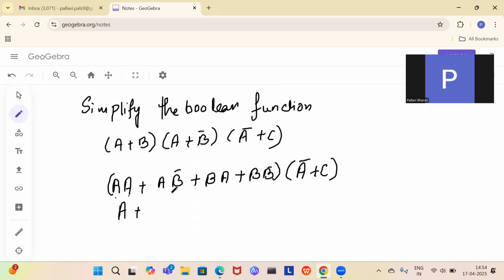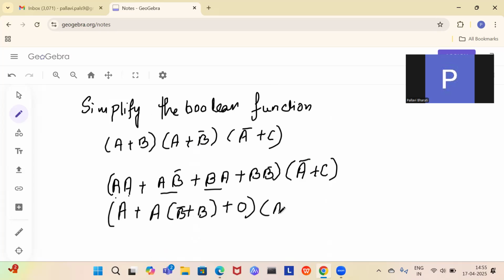Next one is AB bar plus BA. Now here you can see this is AB bar and this is BA. So we can take A common and we can write here B bar plus B, and this is B into B bar. So if you are taking one as 0, the other one will be 1, and it is AND. So in case of AND, even if one variable is 0, that is going to become 0.